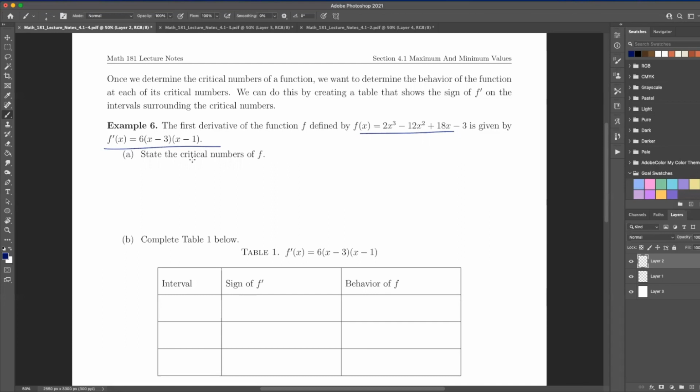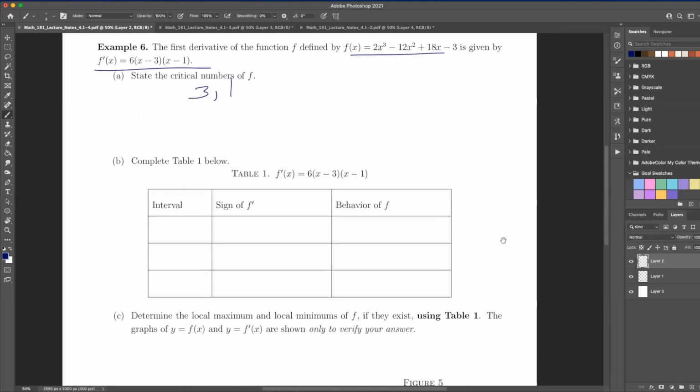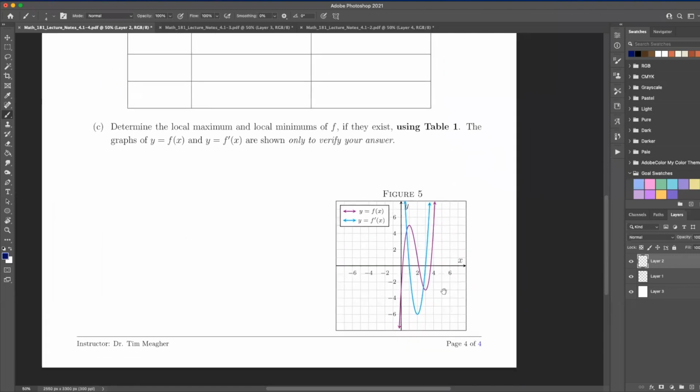And so what are the critical numbers here? Well, the critical numbers here are 3 and 1, right? This gives us 3, this gives us 1. We set it equal to 0. And so if we look at this, here I have them.